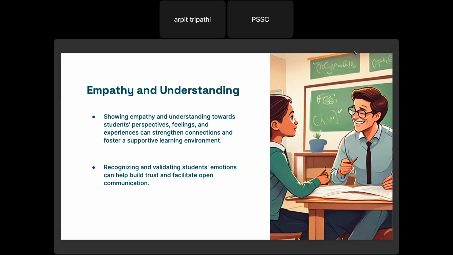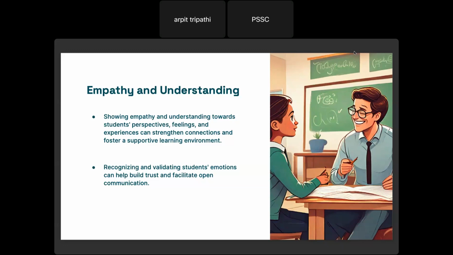So this is something which I wanted to share, and of course, it helps students in validating, it can help in building trust, and it can facilitate open communication. So this is something which we need to really understand in empathy and understanding.